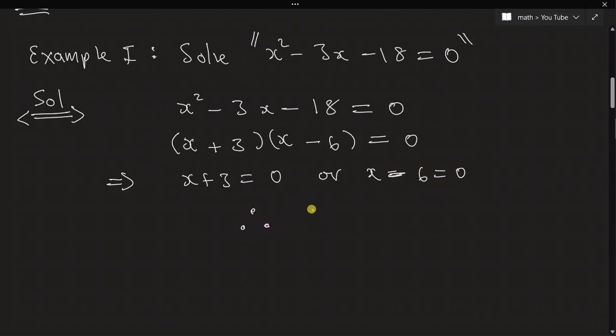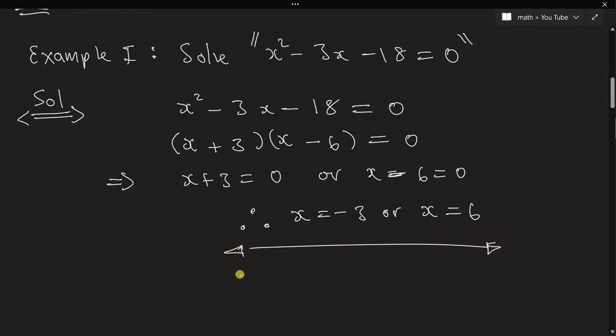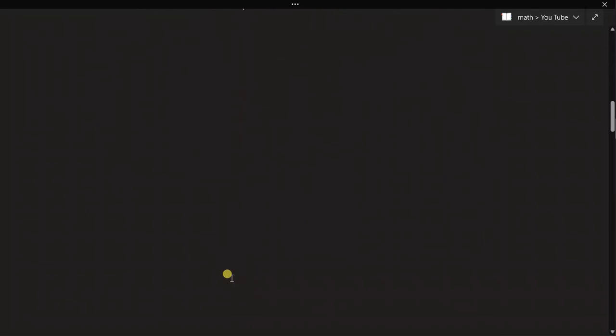So therefore, if we were to solve these two, we see that x is either equal to negative 3, or x is equal to 6. And that's it. So that's our first example. Then moving on to example 2.